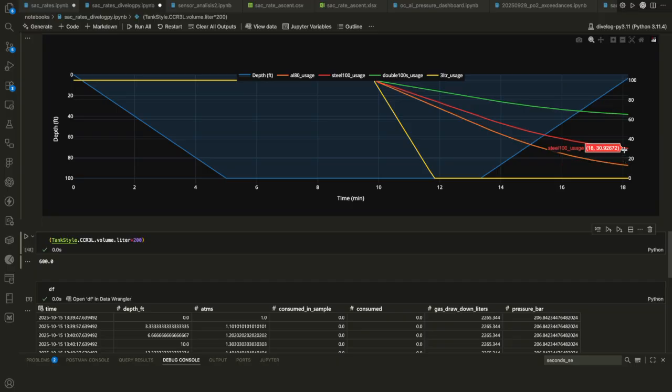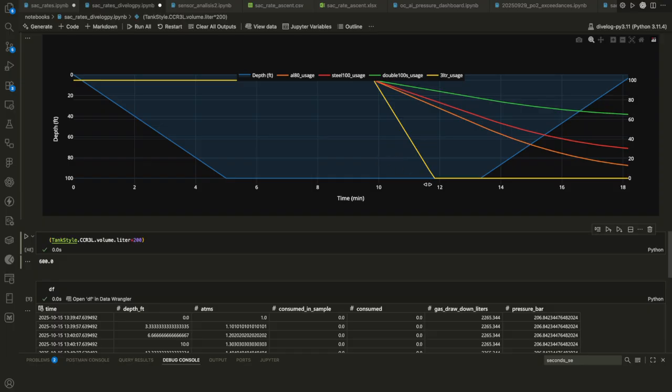Let's say I dove a steel 100. I would end up with 30%. If I had double steels, 65%. Okay, so now I know that when I take my aluminum 80, that's enough to get me to the surface, but it's not enough if I'm doing a deco dive. So this all depends on what my SAC rate is.